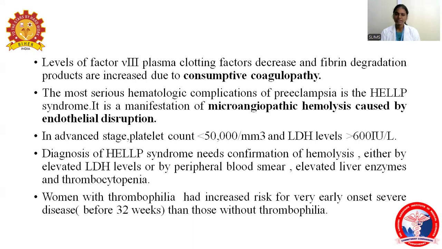Levels of factor 8 and plasma clotting factors decrease and fibrin degradation products are increased due to consumption coagulopathy. The more serious hematologic complication of preeclampsia is HELLP syndrome. It's a manifestation of microangiopathic hemolysis caused by endothelial cell disruption. In the advanced stage, platelet count will be less than 50,000 or so, and LDH will be more than 600. Diagnosis of HELLP syndrome means confirmation of hemolysis, either by elevated LDH levels or by peripheral blood smear, and thrombocytopenia. Women with thrombophilia have an increased risk for very early onset severe disease before 32 weeks than those without thrombophilia.